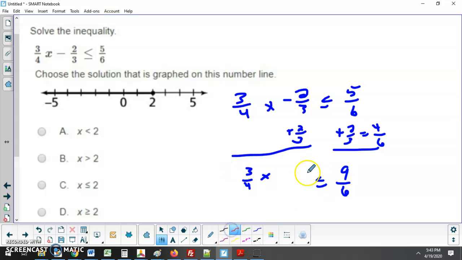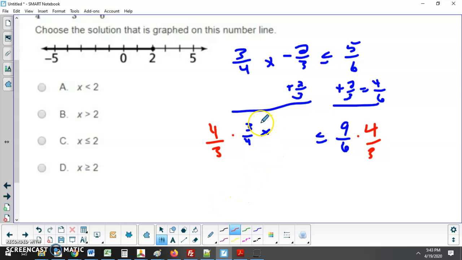Now, when you have a fraction times a variable, you need to cancel out the fraction. You can divide by that fraction, but dividing by a fraction is the same thing as multiplying by the reciprocal. So you can multiply both sides by the reciprocal of that fraction to cancel out the fraction that's connected by multiplication. And then everything will reduce nicely. There's no need to flip this one around. x is less than or equal to 2.